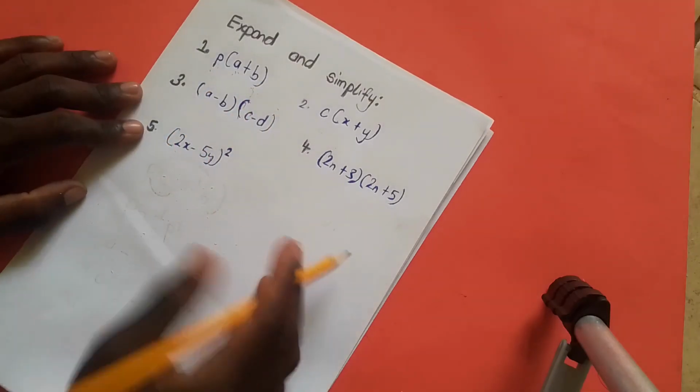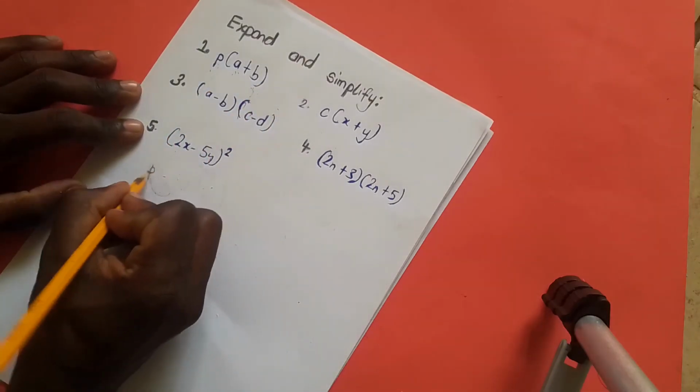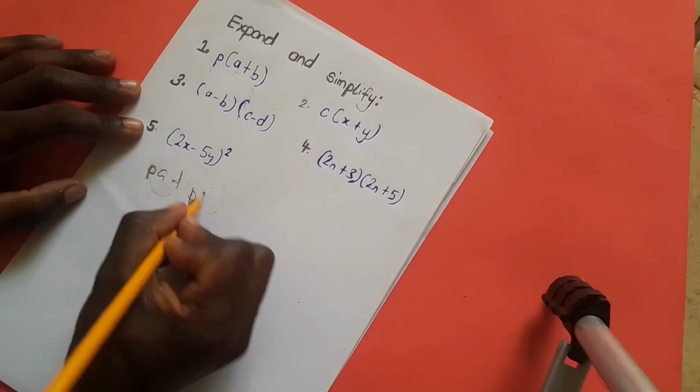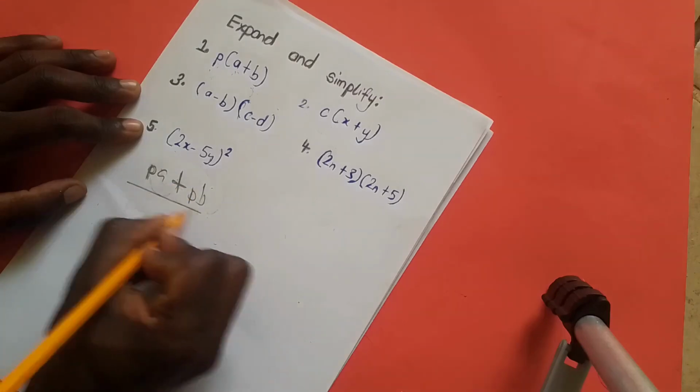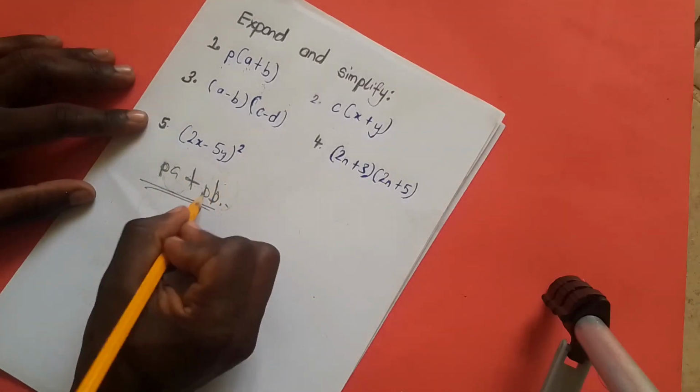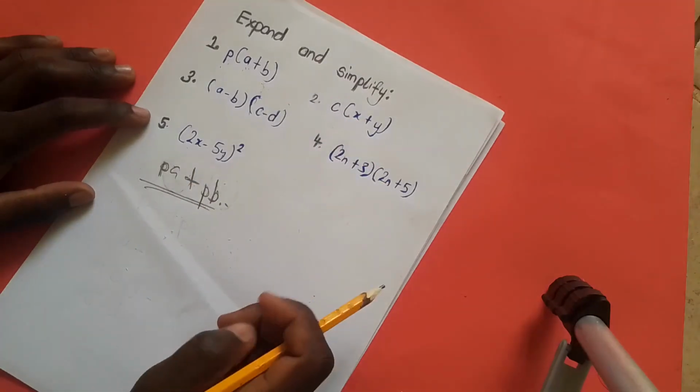So the solution will be PA plus PB. That's the expansion of question 1. PA plus PB.